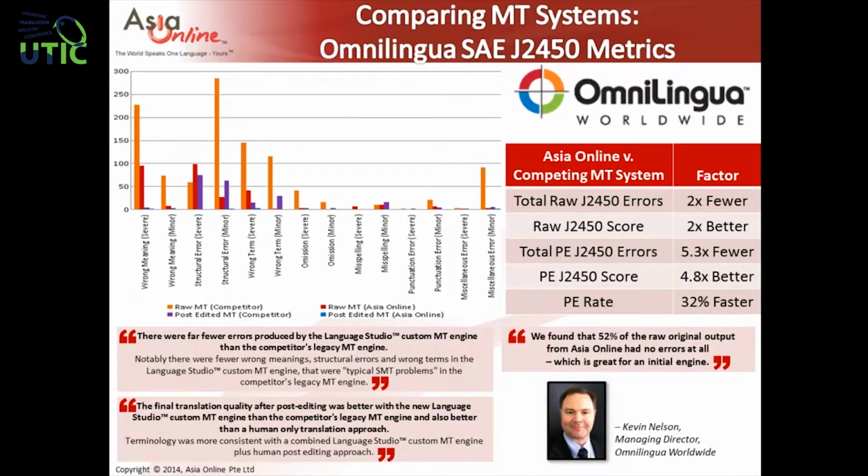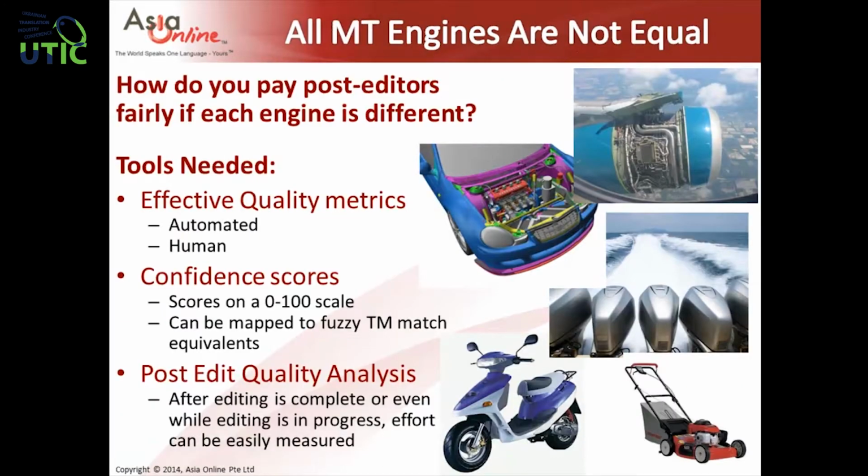Here's another case where the customer had a very elaborate and very detailed process using SAE J2450, where they compared an Asia Online system to a legacy MT system, which in this case I think was developed by Language Weaver, and they found that the Asia Online system was dramatically better. Post editing was faster. Everything that mattered was better. And in this case, 52% of the raw output from Asia Online had no errors at all, and immediately could go into a system.